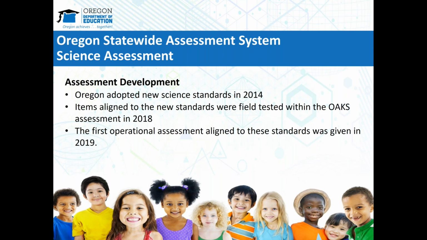The State Board of Education adopted these standards on March 6, 2014. After that time, a transition plan was developed and guidance was given to districts on the implementation of the standards, including a timeline on the implementation of the new statewide science assessment aligned to these new adopted standards. Items aligned to the new standards were first field tested with the OAKS assessment in the 2017-2018 test administration. The first operational assessment completely aligned to these new standards was given in the 2018-2019 test administration.